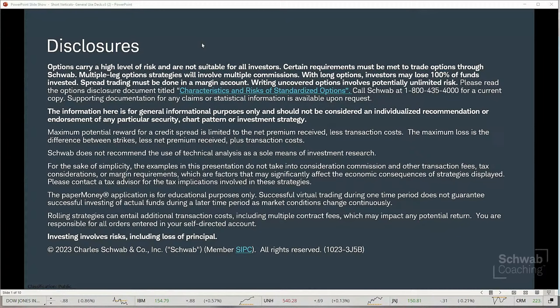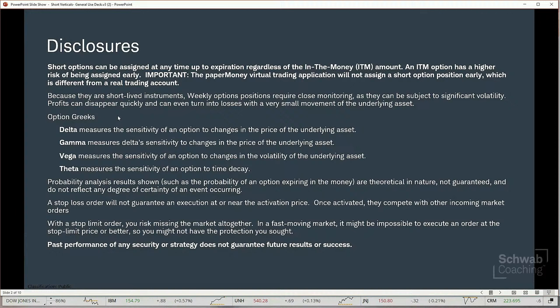Also, remind investors that short options can be assigned at any time up to expiration, regardless of the in-the-money amount. An in-the-money option has a higher risk of being assigned early. It's important to keep that in mind because the paper money virtual trading application will not assign a short position early, which is different from what could occur in a real trading account. We will discuss the option group as they become applicable to our discussion. Also, a reminder that with a stop limit order, you risk missing the market altogether. And of course, it's always important to remember the past performance of any security or strategy does not guarantee future results.